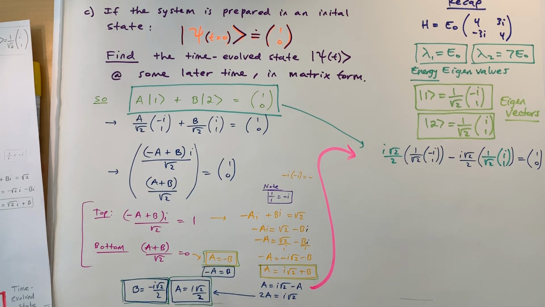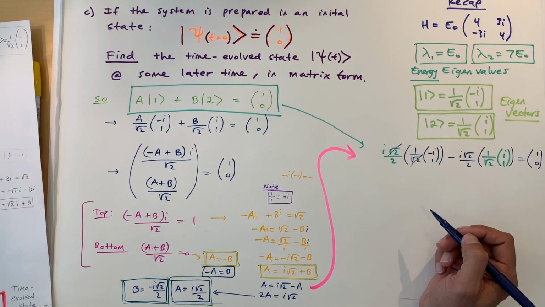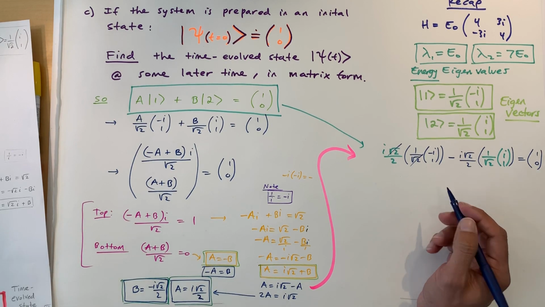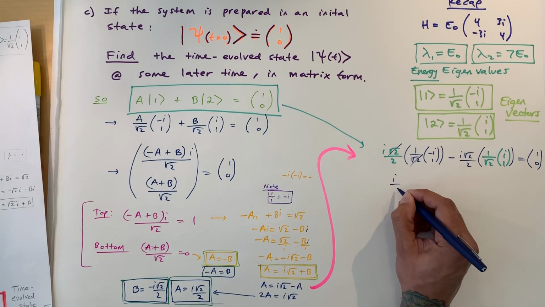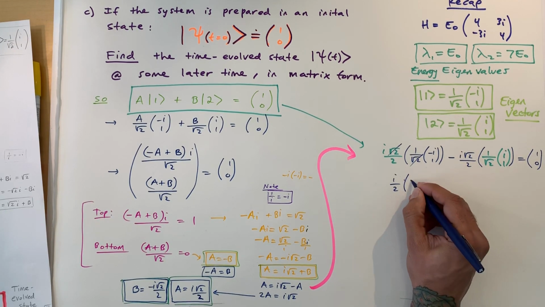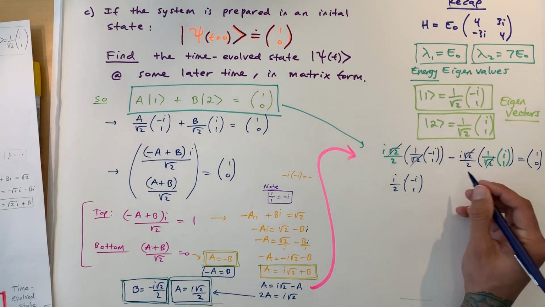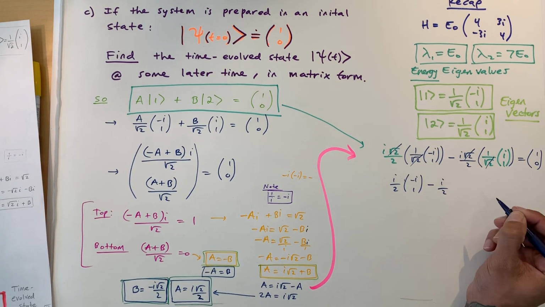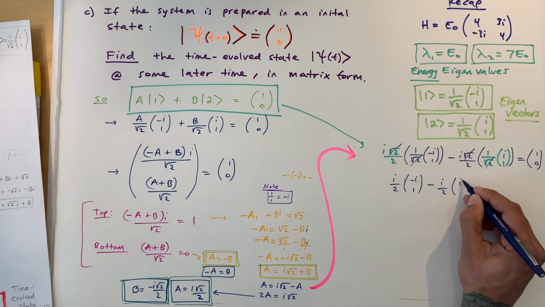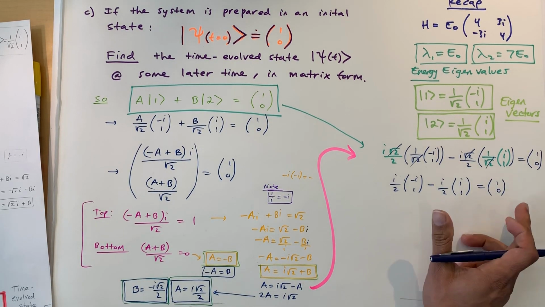All right, so now I'm gonna cancel out some things. So I'm gonna cancel out here, and I'm gonna just write the next line. So i over 2, and then inside we have negative i, 1. Here I can cancel out the square root of 2. I got negative i over 2, and I have i, 1, right? Okay, so we're almost there.